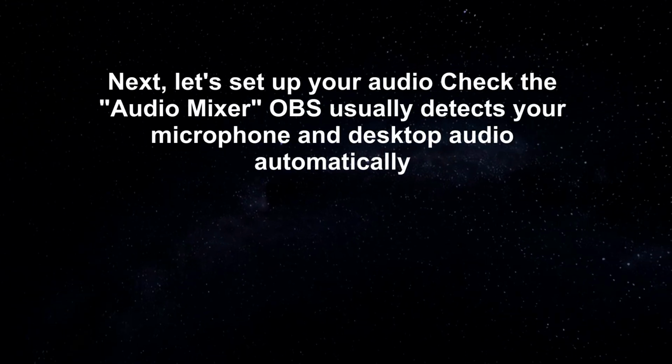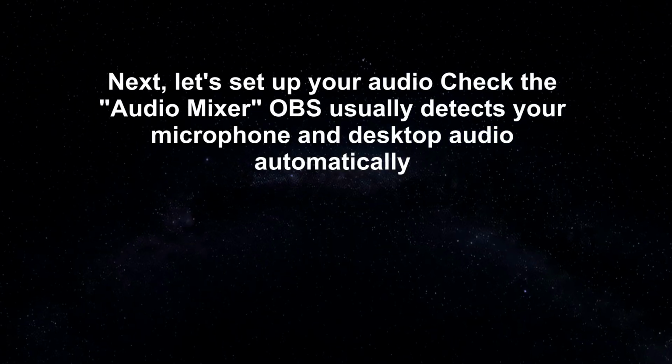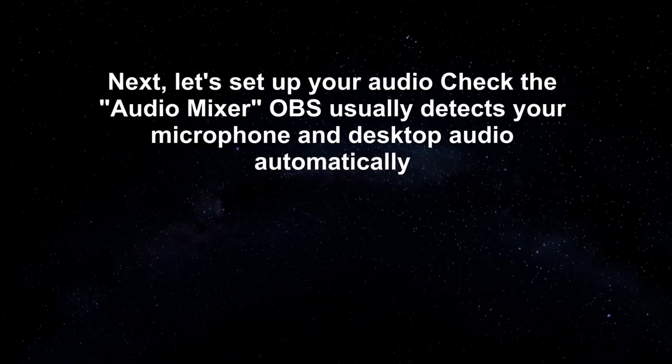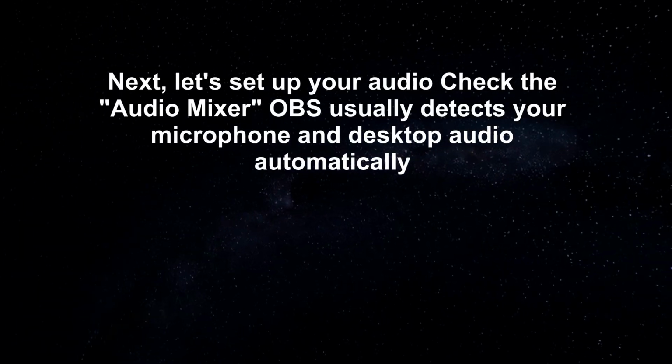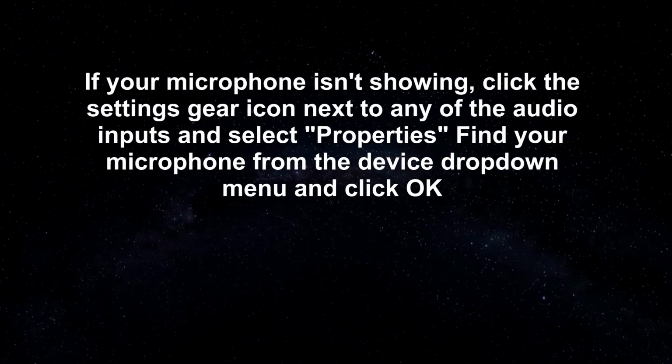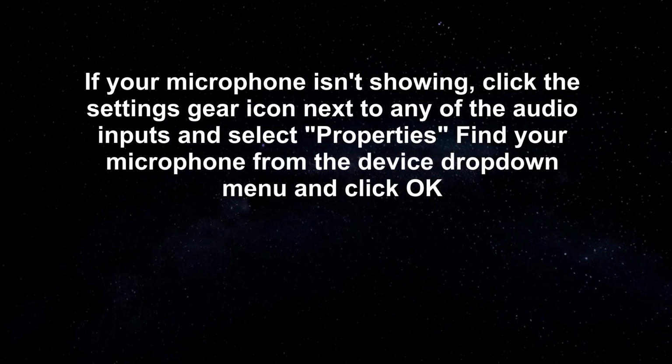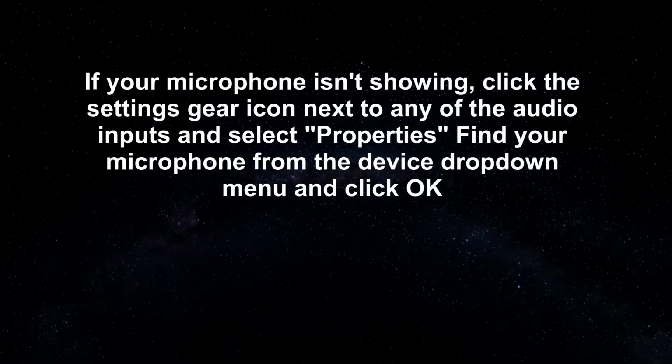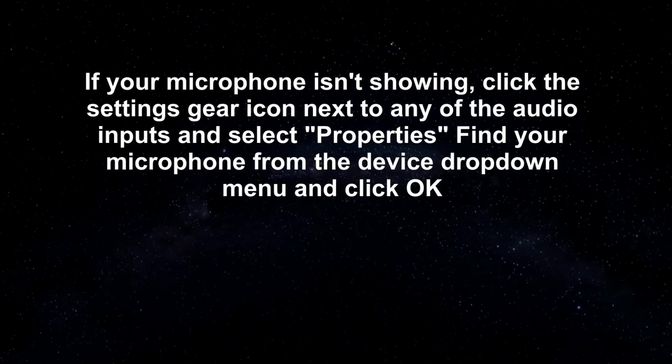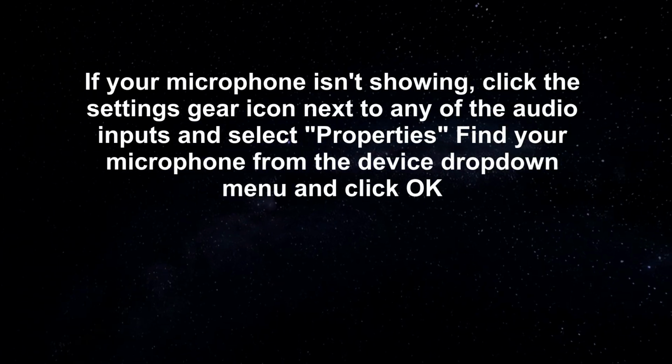Next, let's set up your audio. Check the audio mixer. OBS usually detects your microphone and desktop audio automatically. If your microphone isn't showing, click the settings gear icon next to any of the audio inputs and select Properties. Find your microphone from the device drop-down menu and click OK.